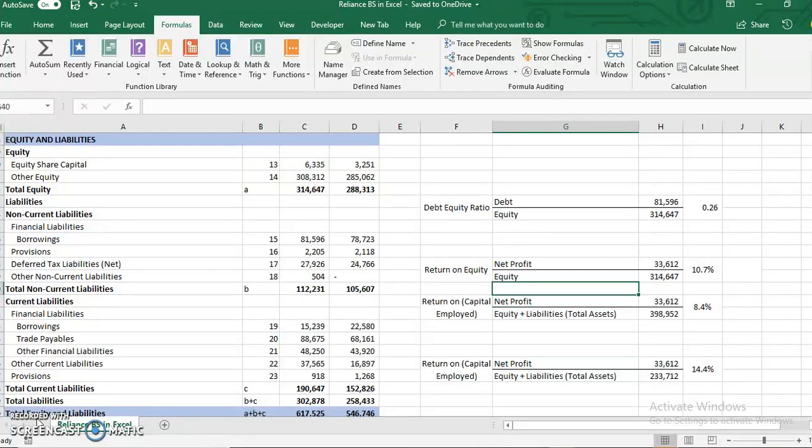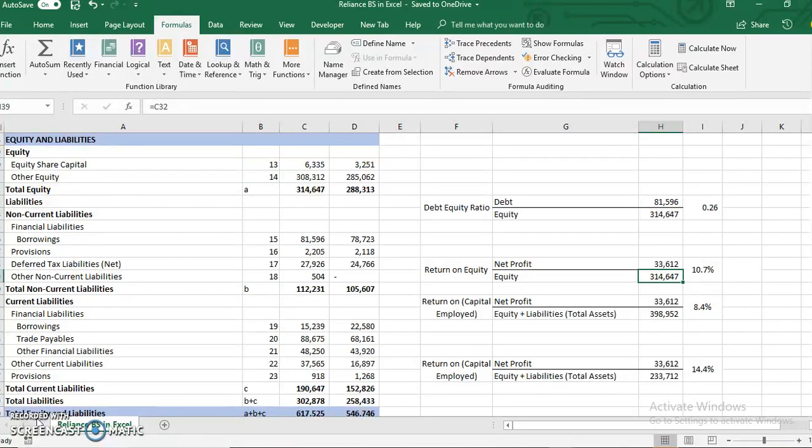Here we were discussing the return on equity, which is about 10%. Here the total equity is considered, which is the net profit available to the shareholders of this company itself.